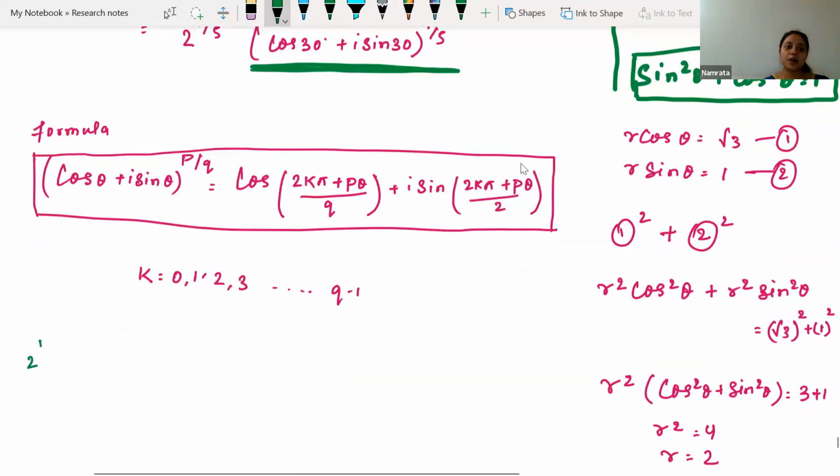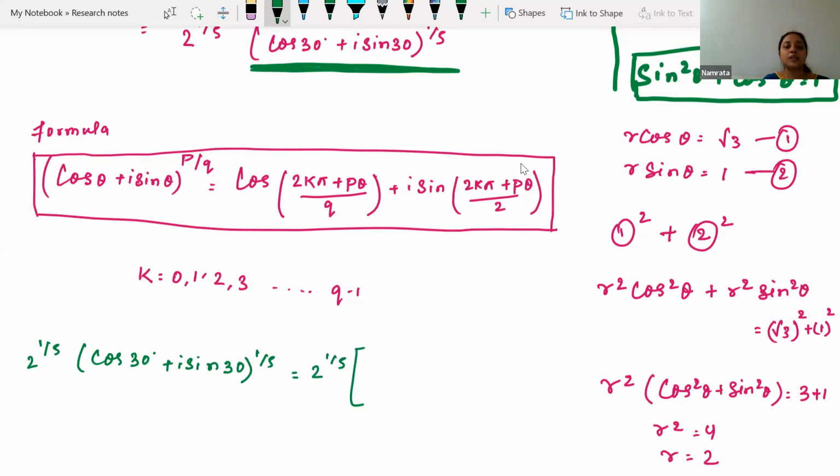We are having 2 to the power 1 by 5 (cos 30 plus i sin 30) to the power 1 by 5. Here only we are going to use the formula. So it will be 2 to the power 1 by 5, let's keep it aside. Now it became cos of 2k pi plus p theta. What is our p? Our p is 1.